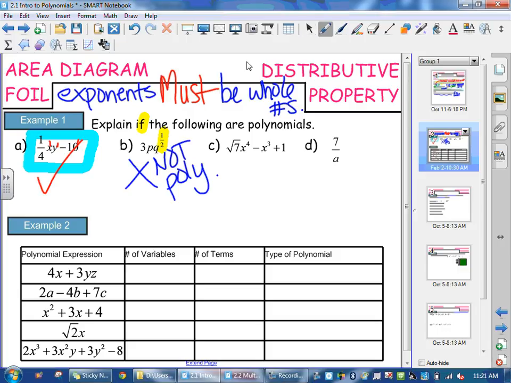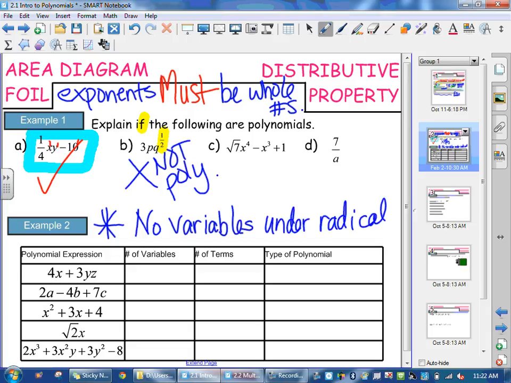All right. Over here, there's one more condition that we haven't written down. The last condition is there can be no variables under radical signs with odd exponents. So odd number exponents.